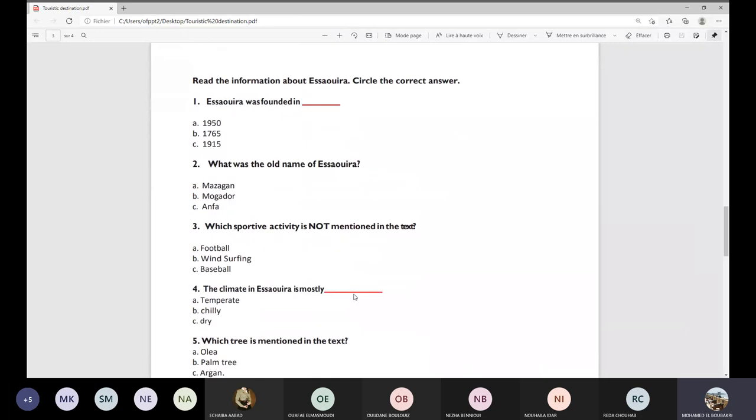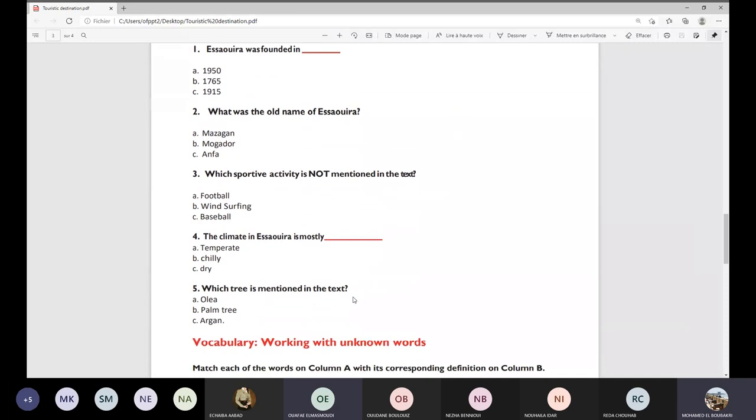One of you to read. Go ahead. I'm not asking you to give answers, just read the questions. Question one: Essaouira was founded in A, 1915; B, 1765; C, 1915.